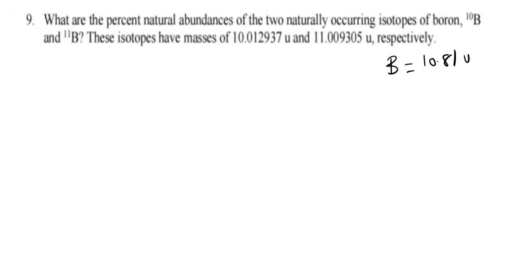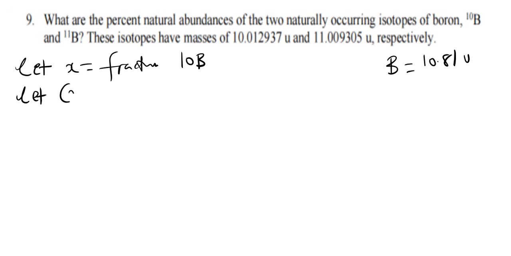Okay, let's say we let x be the fraction of boron-10, 10B. Then the other one, because it's a percentage, will be 1 minus x, which will be equal to the fraction of 11B.